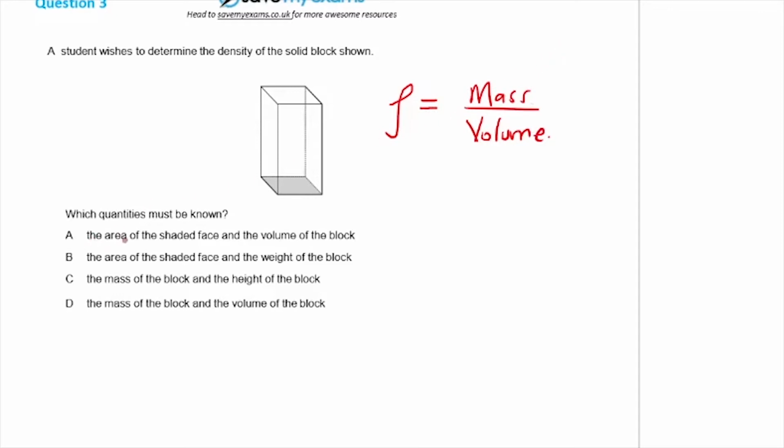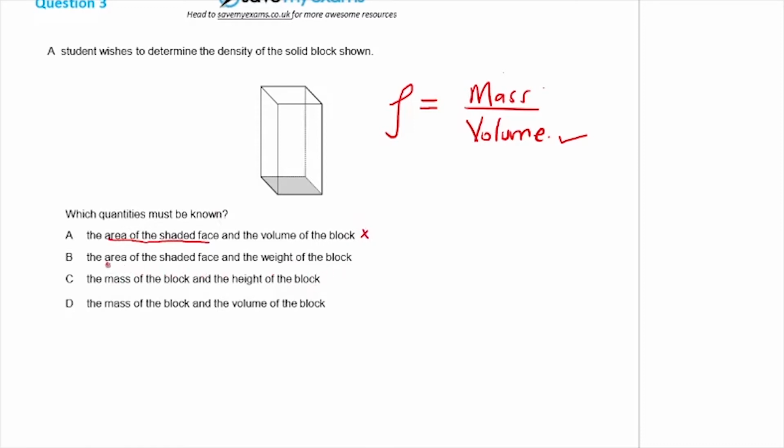Do we need the area of the shaded face and the volume of the block? Does that give us density? If you see the area of the shaded face and the volume of the block, yes, we will have the volume, but the area of the shaded face does not help us get the mass, so this can't be it. Then you have the area of the shaded face and the weight of the block.